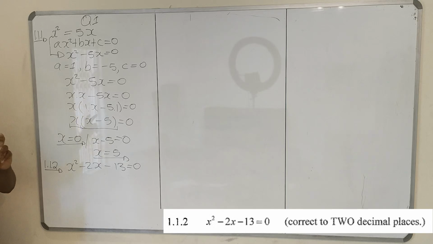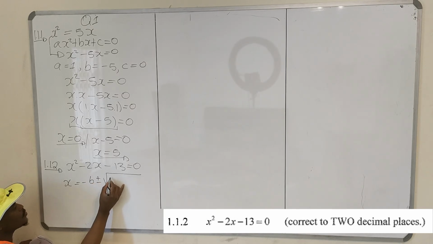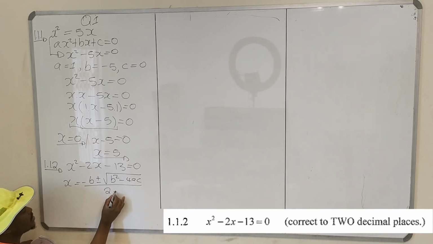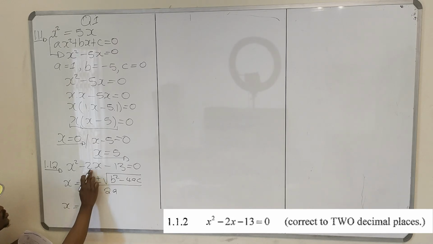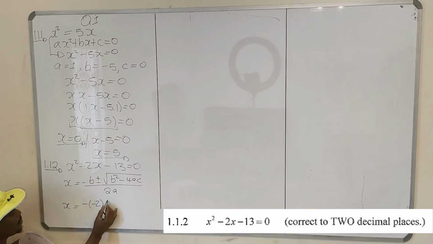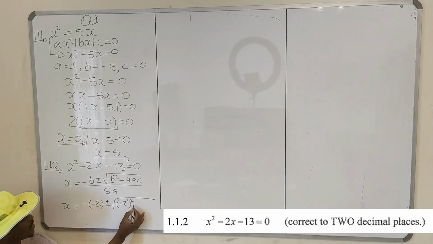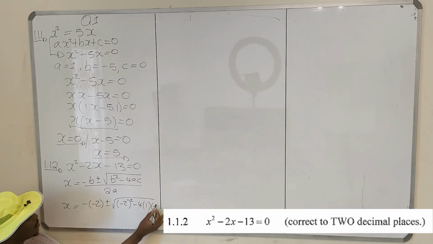So it's some sort of hint. So what you do, you say x is equal to negative b plus or minus the square root of b squared minus 4ac, all divided by 2a. Right? So your x is equal to negative b. What is your b? b is equal to minus 2, plus or minus the square root of your b, which is negative 2 all squared, minus 4a. What is your a? It is 1. And your c is what? Minus 13. All divided by 2 times 1.